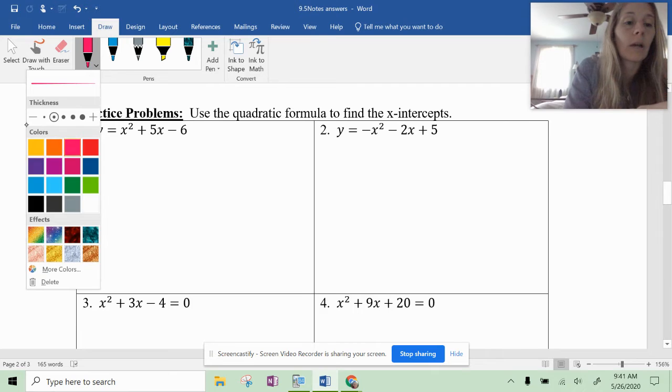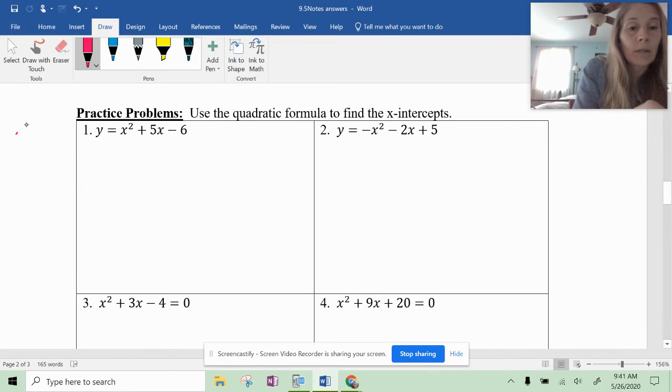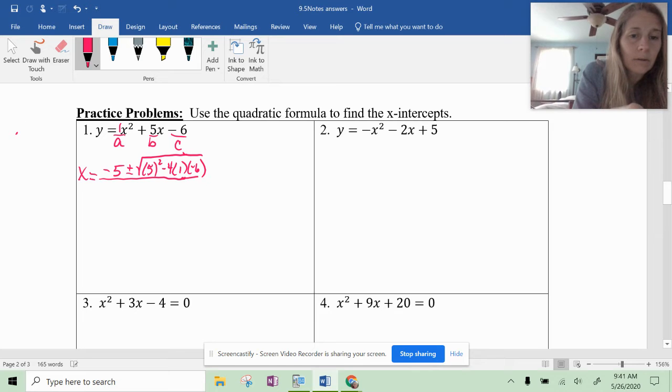So let's take a look at this one here. So we know A is 1, B is 5, and C is negative 6. So x equals negative B plus or minus the square root of B squared minus 4 times A times C, and that's going to go over 2 times A. Now, of course, I have negative 5 plus or minus, and on the bottom, 2 times 1 is 2.